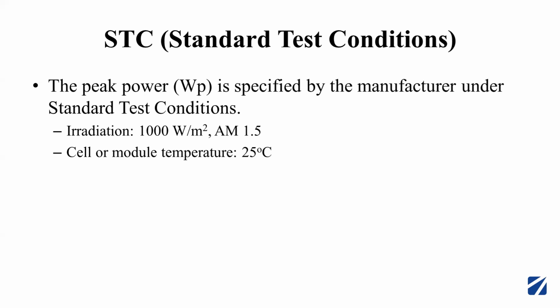Under these conditions, they test the performance of the solar PV module and give the maximum power given by the PV module, and the VOC, ISC, VMP, IMP. They look at the PV module's performance under these standard test conditions and mention it as the nameplate details at the back of the PV module.